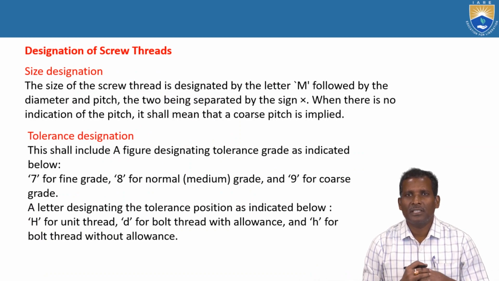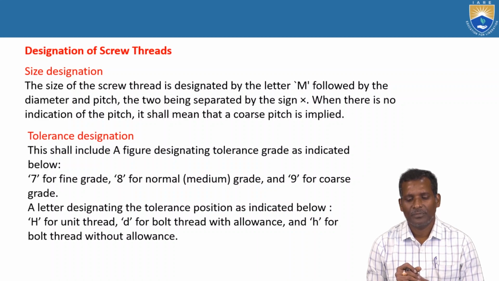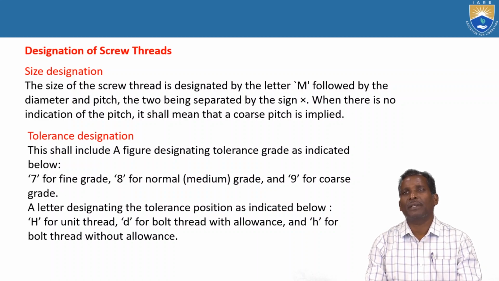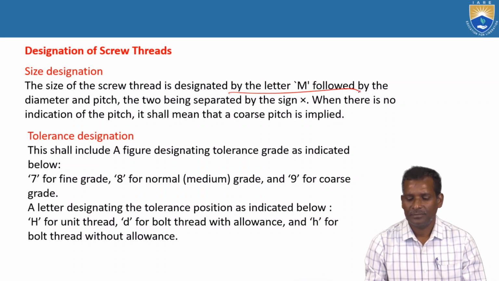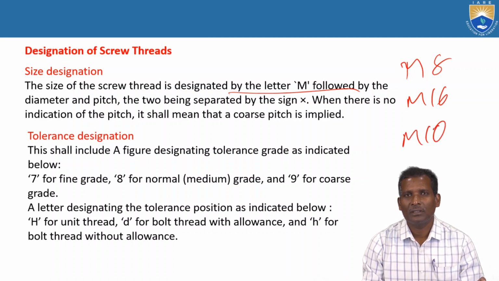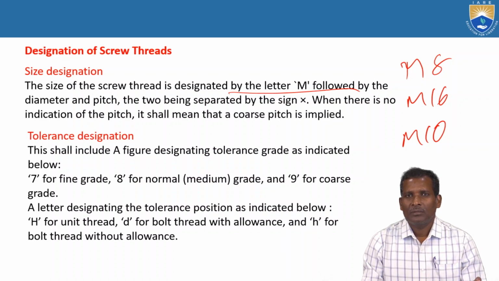So how to designate the threads? The designation of screw threads is size designation and tolerance designation. Always the size of the screw thread is designated by the letter M, for example M8, M16, M10 like this. You have to give designation for a particular screw thread.